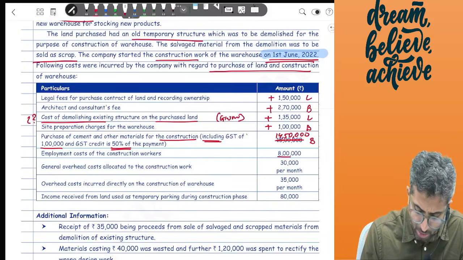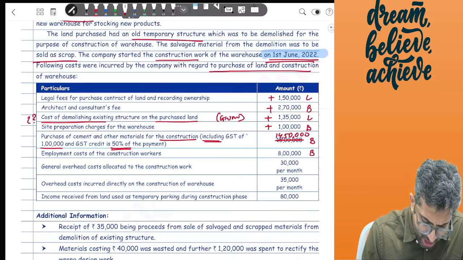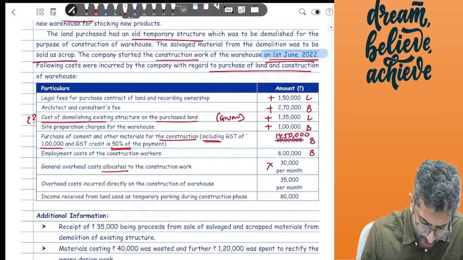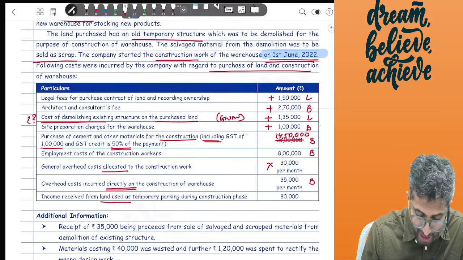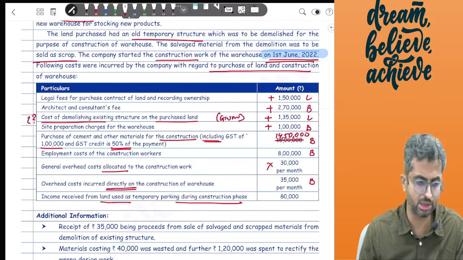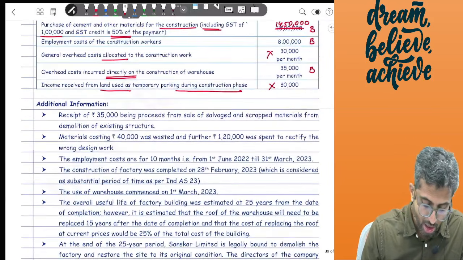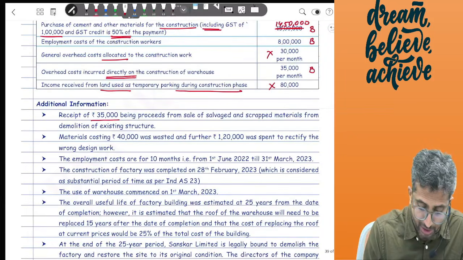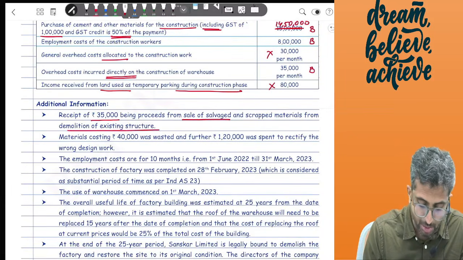Employment cost of construction workers is 8 lakhs, which will usually be added to the building element. General overheads, which is allocated, it is general, so it will be taken to P&L. Overhead costs incurred directly on construction of the warehouse, this will be added to the building. And income received on land used as temporary parking during the construction phase, well, this is to be taken to the P&L.